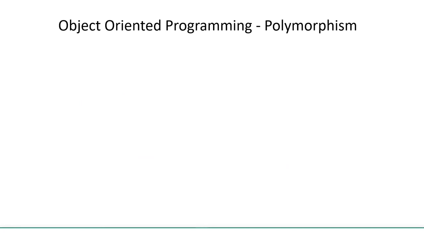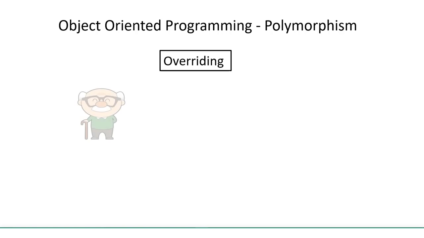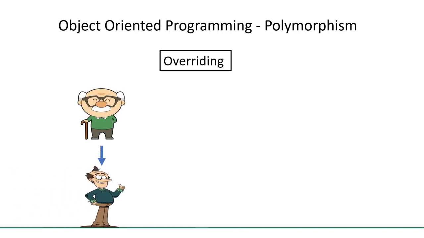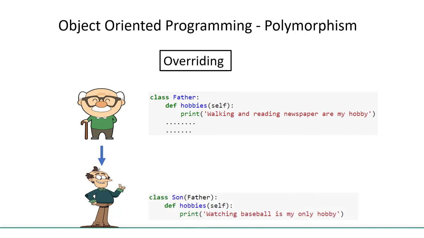So what is it in the case of object-oriented programming? We have two variations in polymorphism. The first one being overriding. So what is this overriding all about? Let's take a very simple example, again about genealogy, where we have a father class and a son class. What is this father class going to comprise? It has a method or function called hobbies, where the father says walking and reading newspaper are his hobbies.